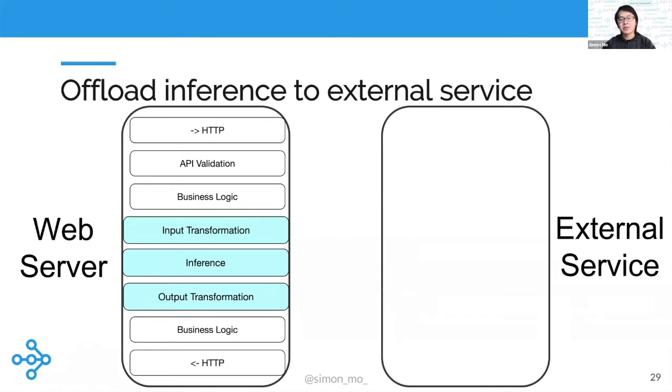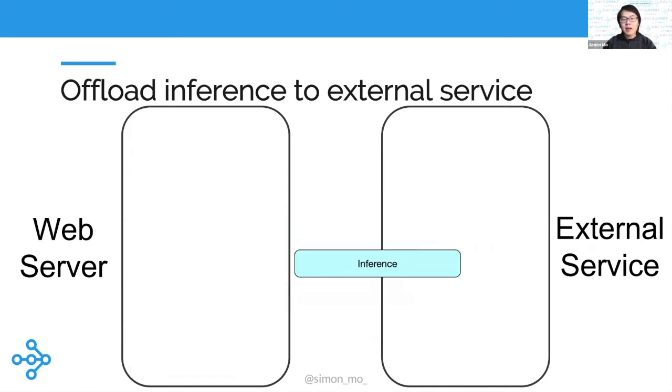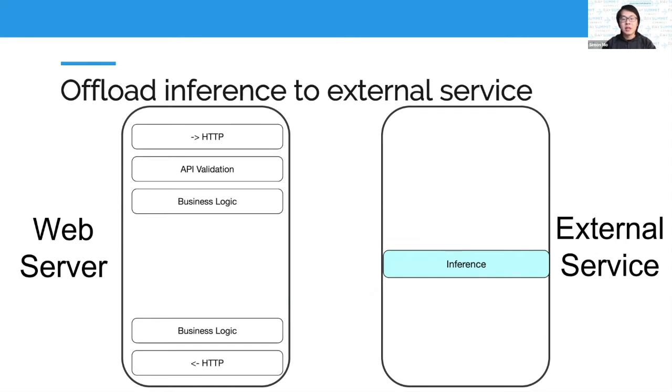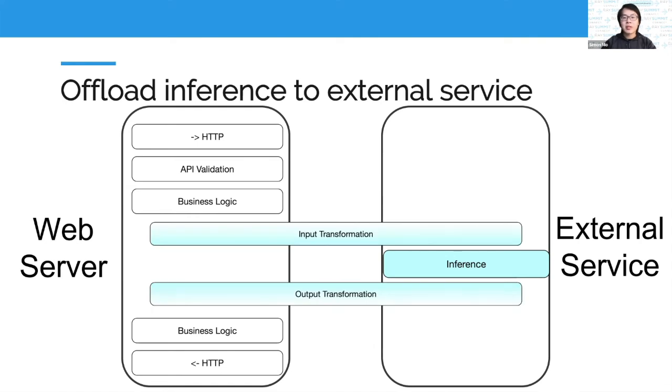What happens when we have an external service? Originally, the entire stack of steps happened in the web server on the left. When we offload the inference to an external service, only the inference is shipped to the external service. The input and output transformation span across the web server and external service.